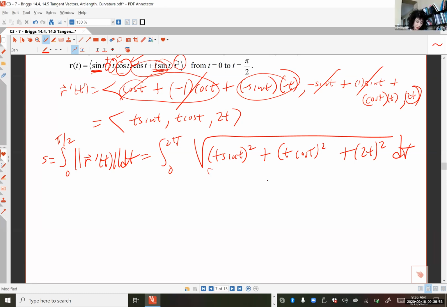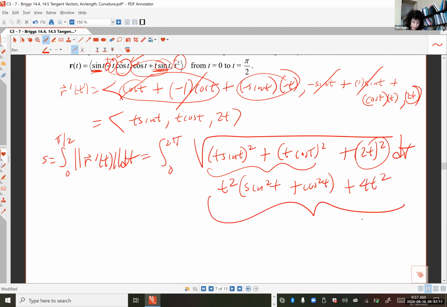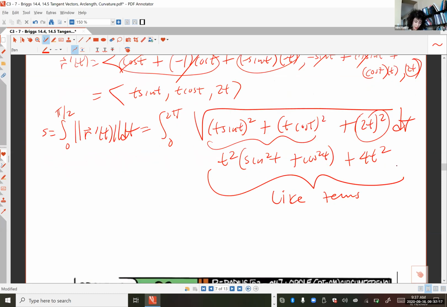So these two terms here have a common factor of t squared. So if I pull out their common factor and then I use a trig identity, that's going to be nice. Now this guy doesn't go away because he's going to be 4t squared, but I claim that these are going to be like terms because the first term is 1 times t squared. Okay, fine. And then what's t squared plus 4t squared? Quick. 5t squared. Very good.